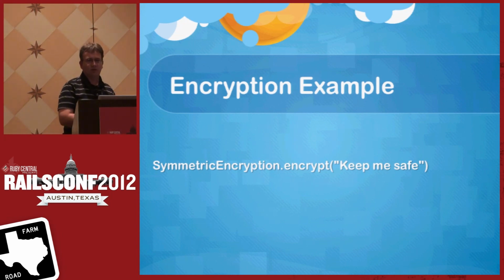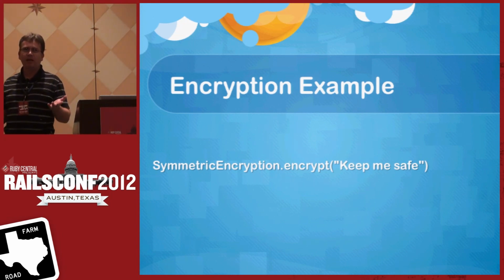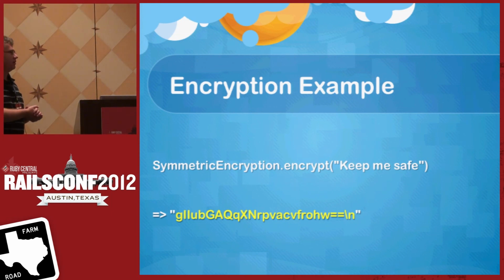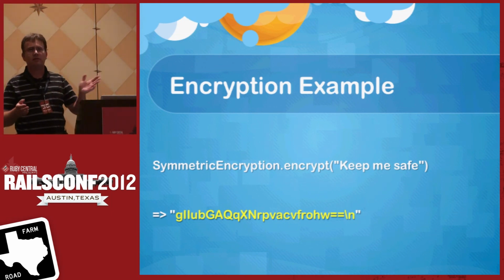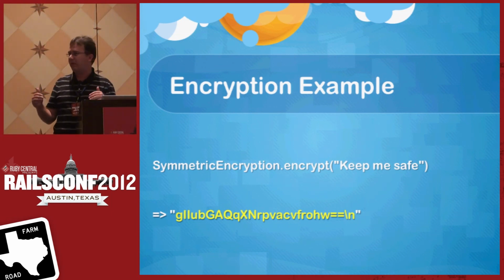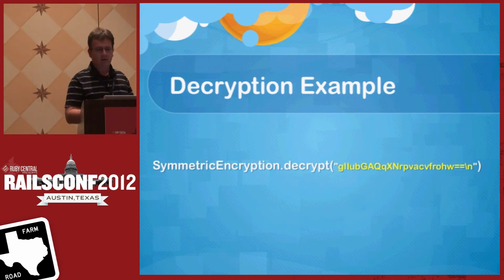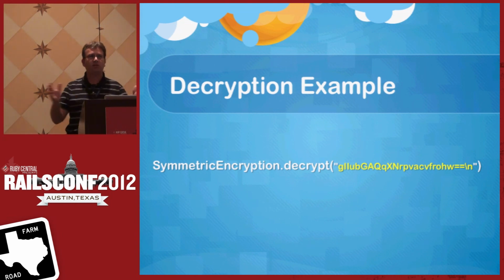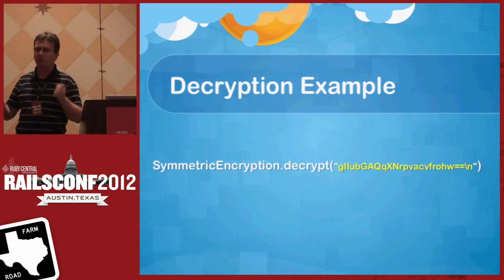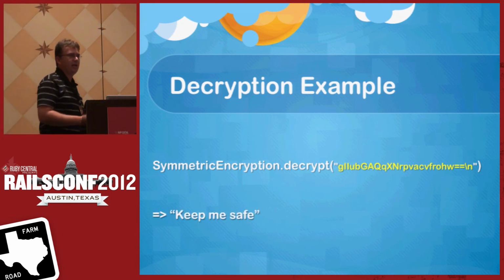If we want to look at just encryption, how do we encrypt data? If I open up a Rails console, I can just say SymmetricEncryption.encrypt with some text in it, and it gives me back straight away the encrypted data. Very simple to use. Decrypt, same thing: SymmetricEncryption.decrypt, give it the encrypted string, and bang, it gives me the data straight back.